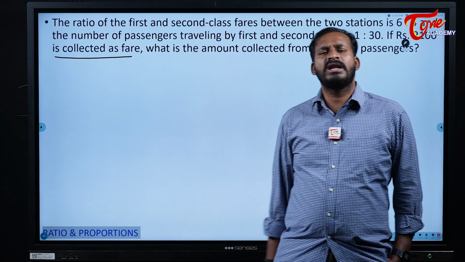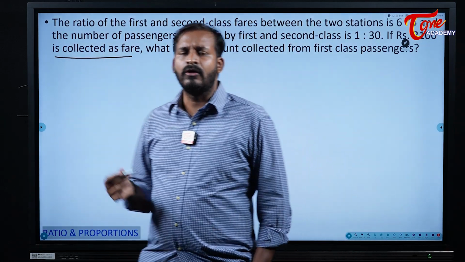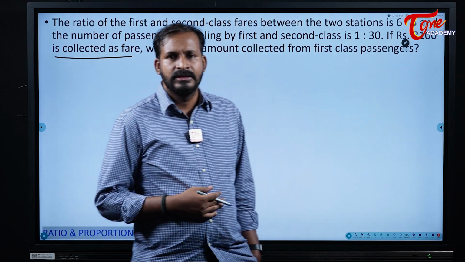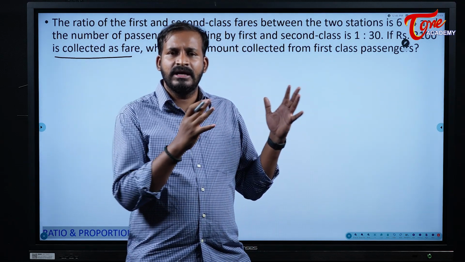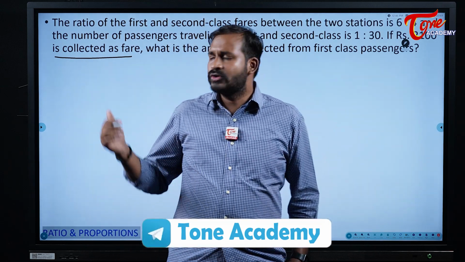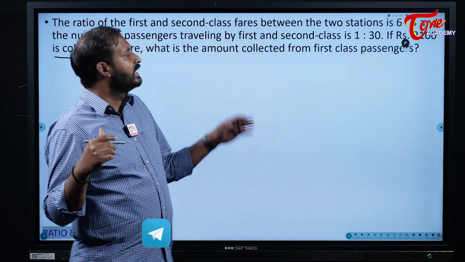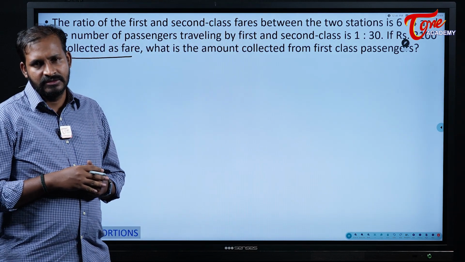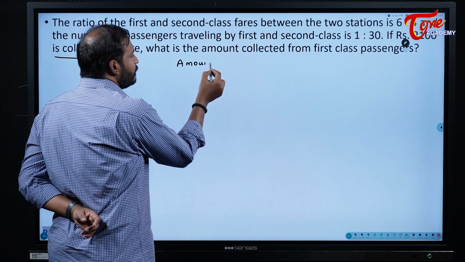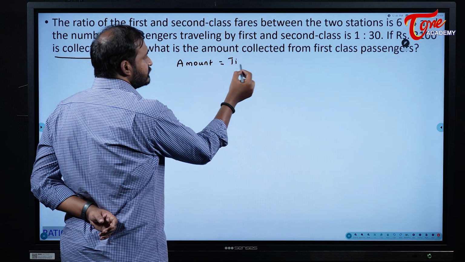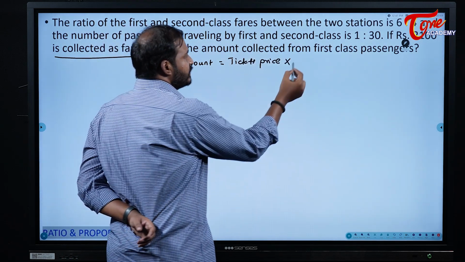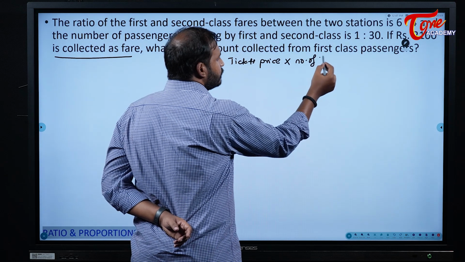See here students, more or less the same category. Usually how will we calculate our revenue? Tell me, how will we calculate our revenue? By the number of tickets sold with the value of the tickets. That is the value of revenue or the amount, right? So more or less the same application but the terminology is different here. How will you calculate the amount? Ticket price into number of tickets sold.